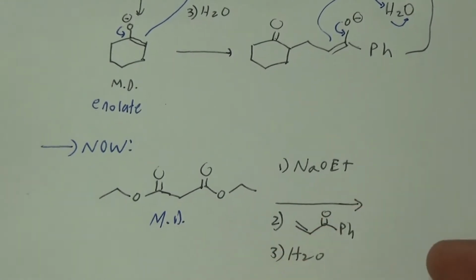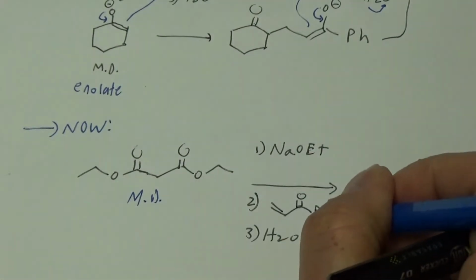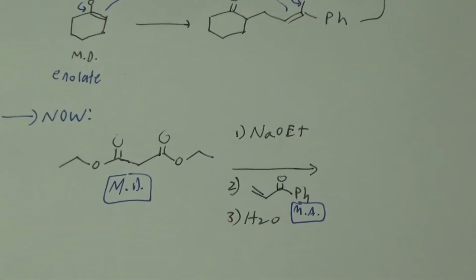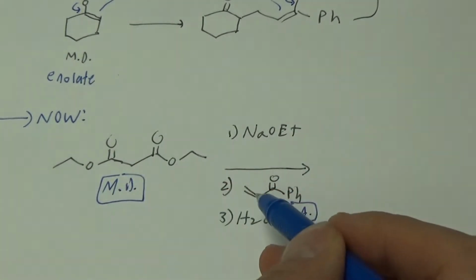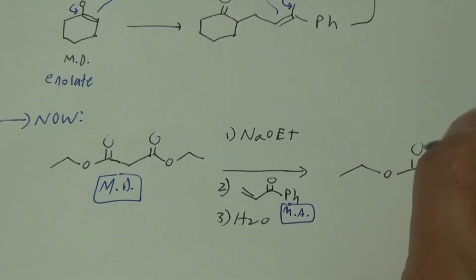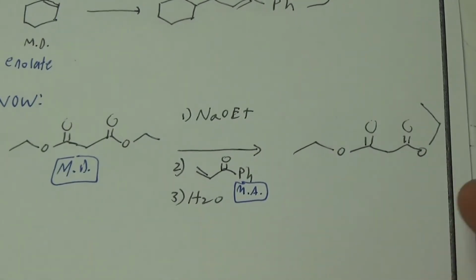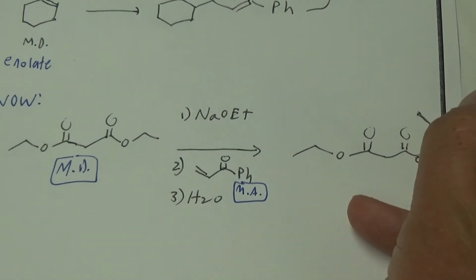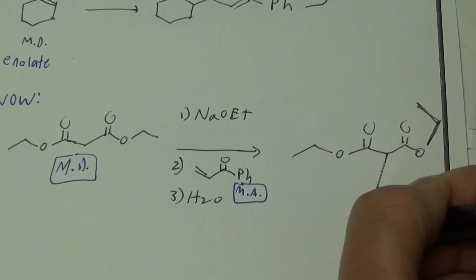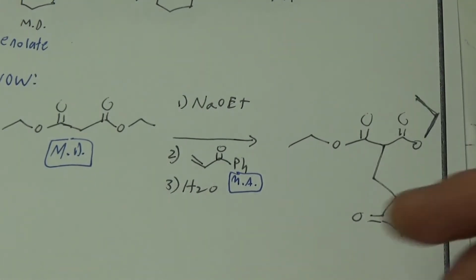And water. Okay, and what's the product of a Michael reaction always going to be? Michael donor, Michael acceptor. It's always going to be a 1,5-dicarbonyl. So it's essentially going to be that carbon attached there, and then we get our final product. There's the two esters, ester 1, ester 2. Now we have carbon, carbon, carbon, phenyl. It's a 1,5-dicarbonyl.